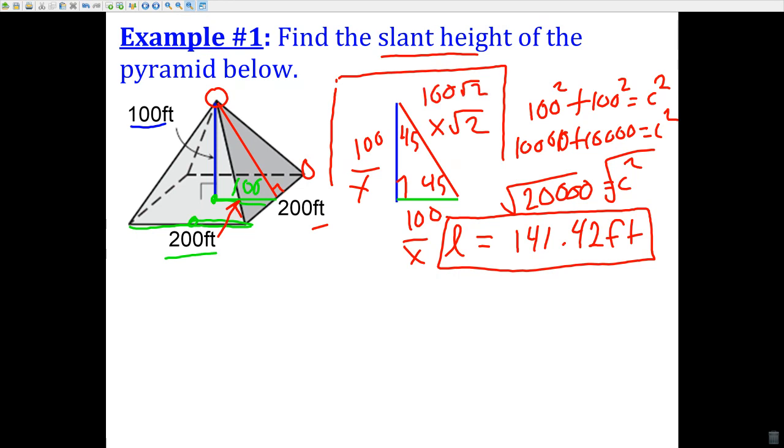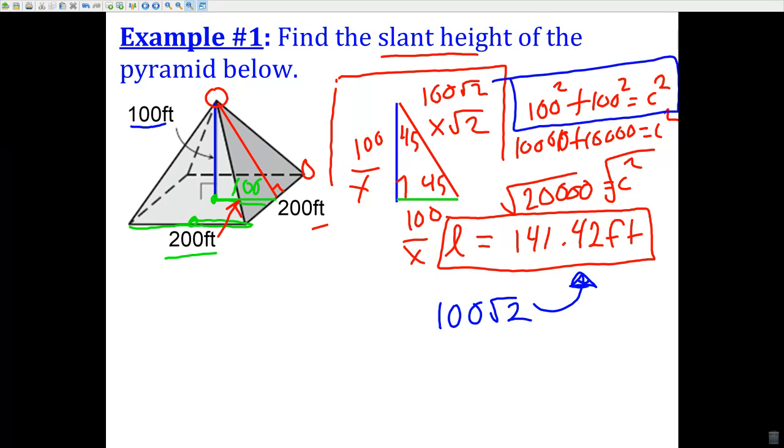If you typed 100 rad 2 into your calculator, hey, you get this. You get the same thing. So you could have done this a little bit faster if you knew your special triangles. If you didn't, man, just use the Pythagorean theorem. You'll be squared away that way. But yeah, there we go. We found the slant height. Okay, and that's going to be an important factor in our formula for the surface area of these things.